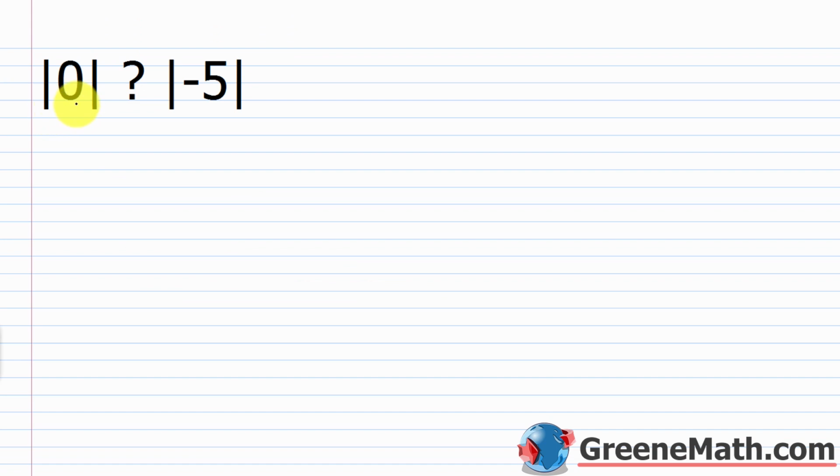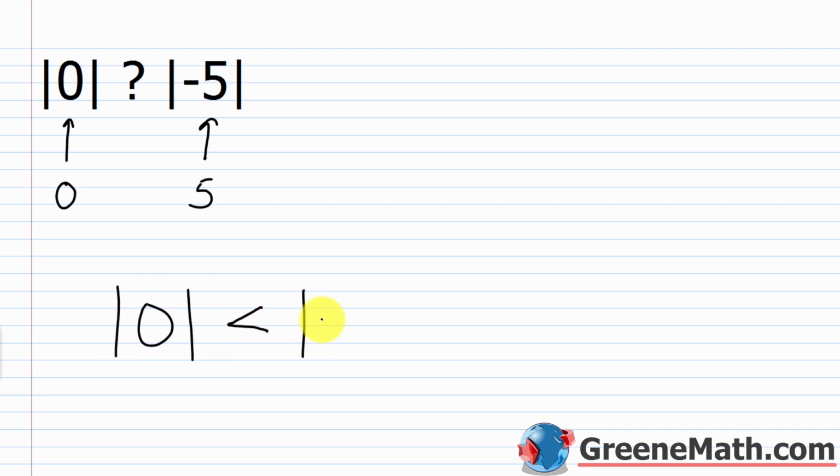Now we have the absolute value of 0, question mark, the absolute value of negative 5. The absolute value of 0 we know is 0. The absolute value of negative 5 is 5. Again, just change the sign from negative to positive. So which one's going to be bigger? Is 5 bigger or 0 bigger? Well, 5 is bigger. So the absolute value of 0 is going to be less than the absolute value of negative 5. Again, the symbol is going to point to the smaller value.